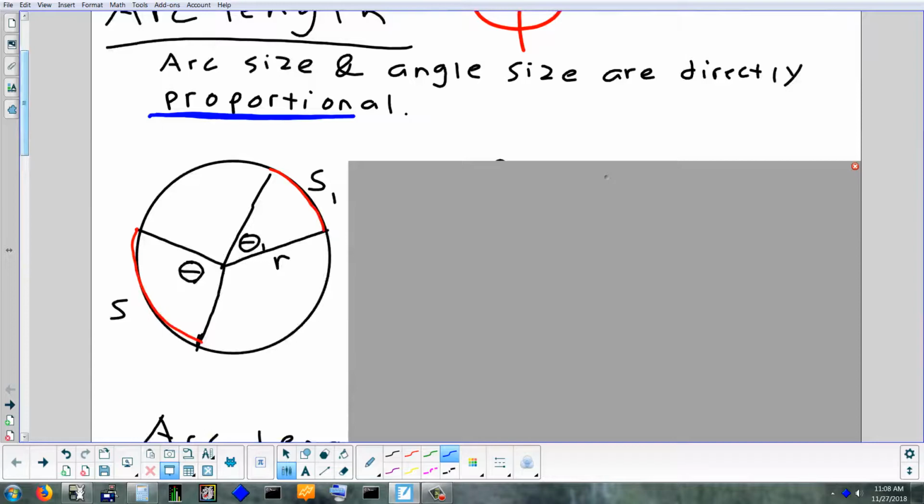Okay, what I've drawn here is a circle with two angles inside it. I've labeled the two angles theta and theta 1. And I've labeled the arcs that correspond to those angles. I drew them in red. Arc S corresponds to angle theta. Arc S1 corresponds to theta 1. The reason I've got four things here is because I'm trying to set up a proportion. And the proportion is going to give me my formula.